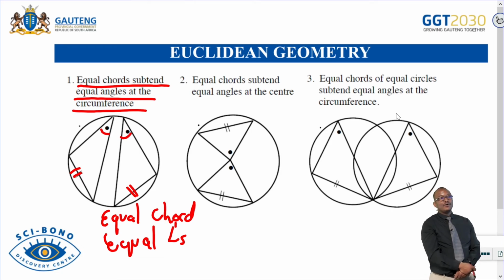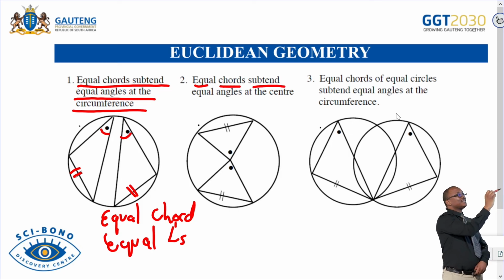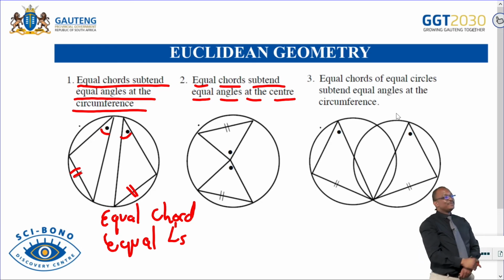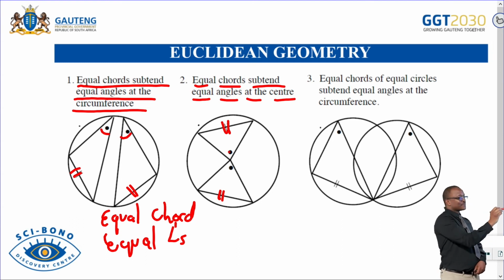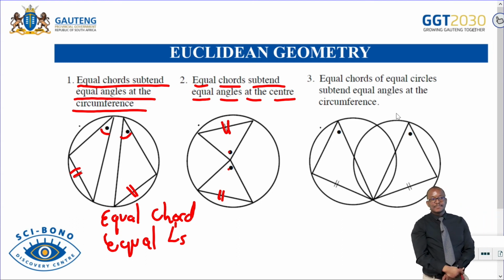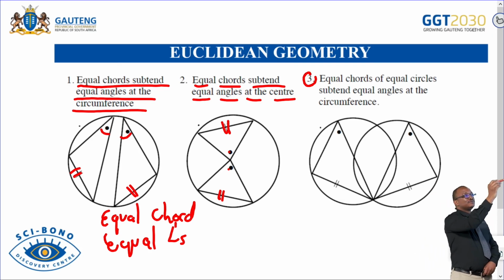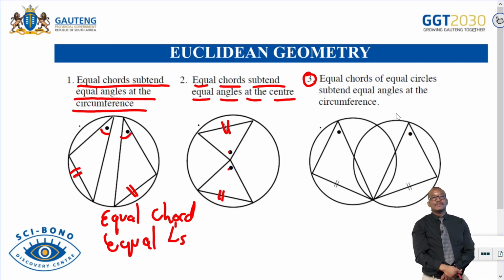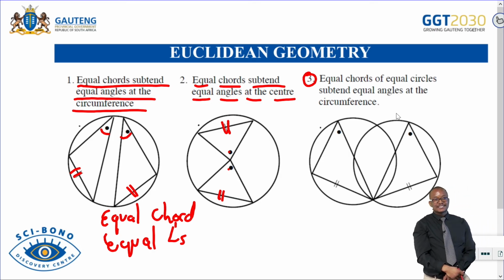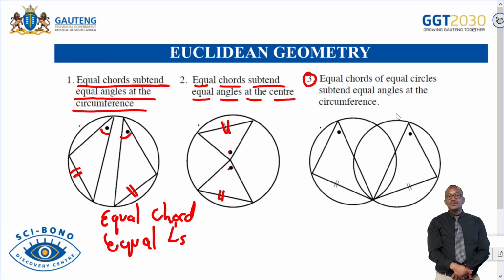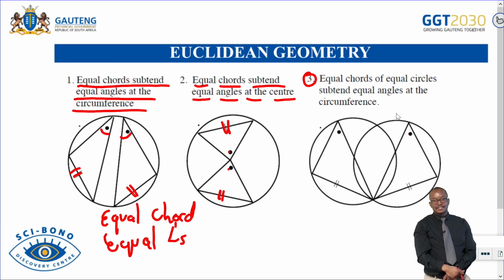Correct. So now, the very same theorem says equal chords subtend equal angles at the center. It means if you have equal chords at the circumference, they will subtend equal angles at the center. The third one now says equal chords of equal circles subtend equal angles at the circumference.